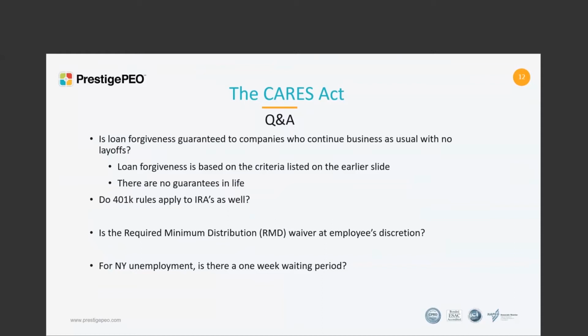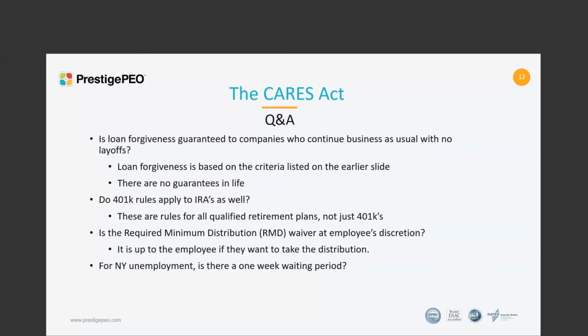So that'll answer that. We'll leave that alone from there. Do 401k rules apply to IRAs as well? Yes, they do. The terminology I should have used in our prior webinar should have been qualified retirement plans. So those would be 401ks, IRAs, profit-sharing plans. Those emergency distributions that we outlined in the last webinar can be taken from all of those different products.